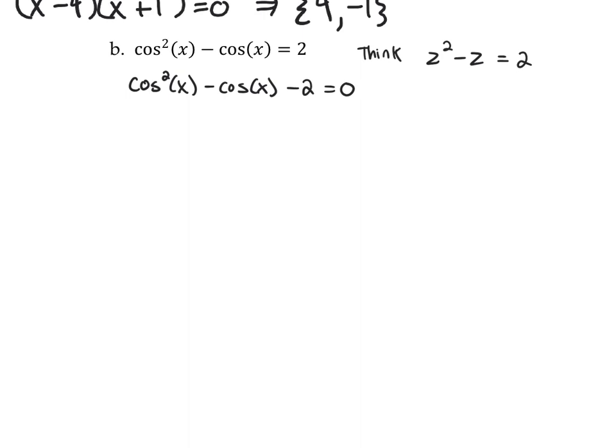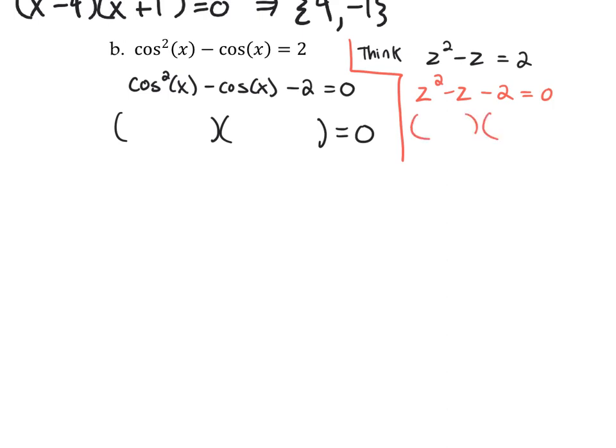Now you can either factor thinking about the cosines, or you can factor thinking about the z's. So if I was over here running this parallel problem with z, I'd have z squared, subtract z, subtract 2 equals 0. I'd be thinking about numbers that multiply to -2 but add to -1. So I would do z minus 2 and z plus 1. And just double check that that FOILs all out, and it does. Similarly, over here I would have cosine of x minus 2 and cosine of x plus 1.